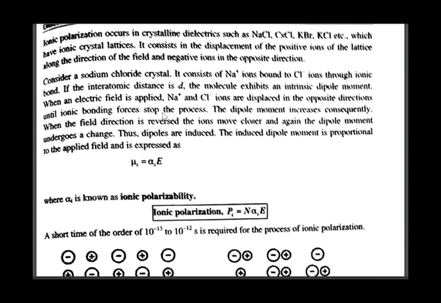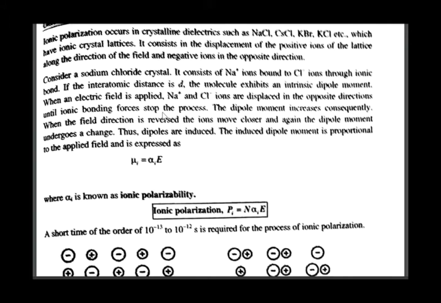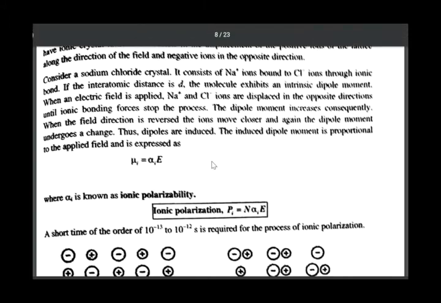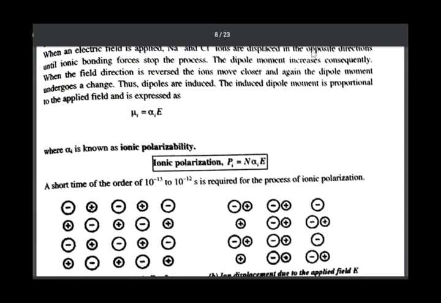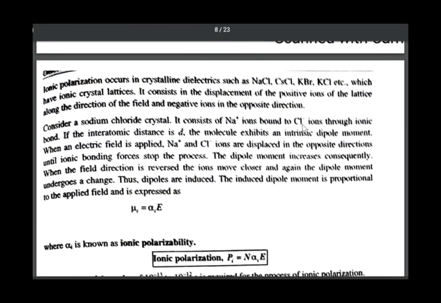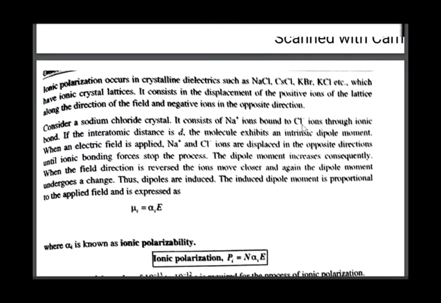Ionic polarization occurs in crystalline solids, crystalline dielectrics, such as sodium chloride, cesium chloride, potassium bromide, KCl, potassium chloride, etc., which have ionic crystal lattices. It consists in the displacement of positive ions of the lattice along the direction of the field and negative ions in the opposite direction.